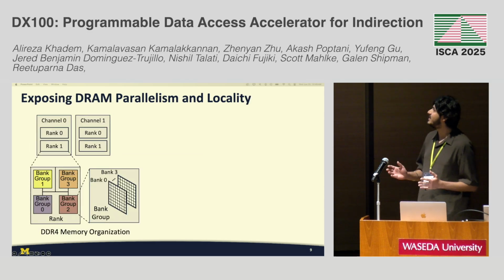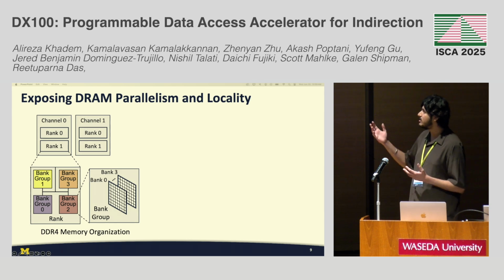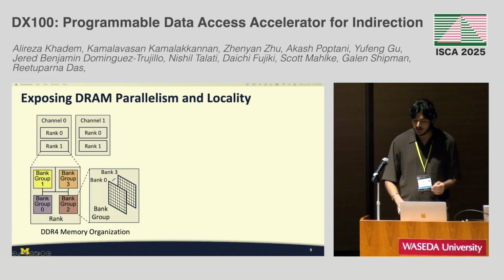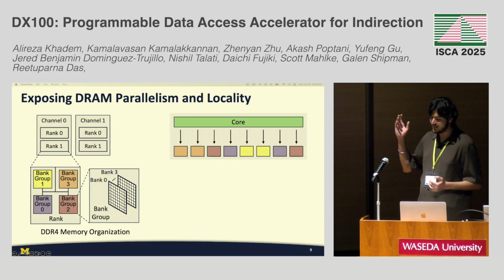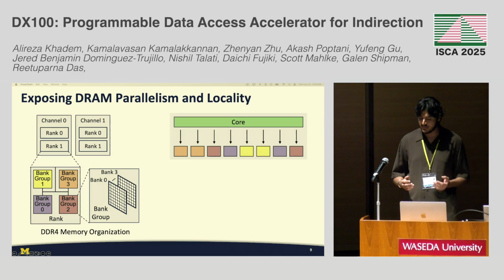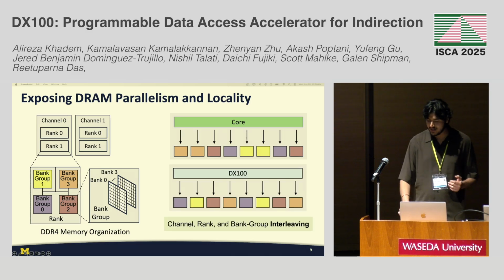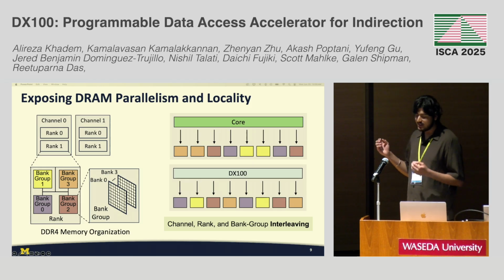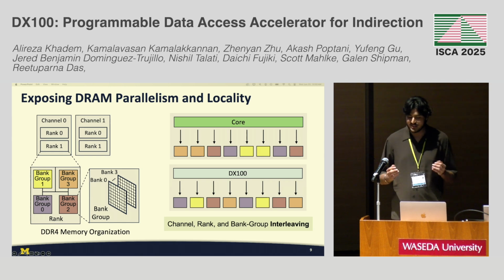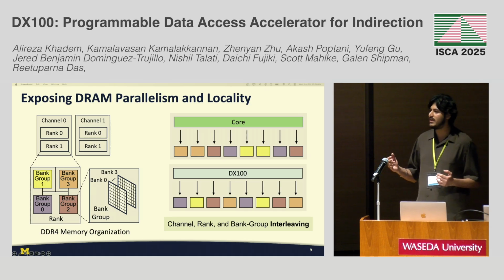Memory systems are organized as a hierarchy of different levels, which are channels, ranks, bank groups, and banks. And these can service DRAM requests in parallel. Conventional microarchitectures inject DRAM requests in an arbitrary order. This results in poor bank level parallelism. As a result, certain levels of the memory hierarchy may be underutilized. To address this, DX100 interleaves DRAM memory requests across different channels, ranks, and bank groups. This interleaving technique helps enhance the bank level parallelism and therefore improves the memory bandwidth utilization.